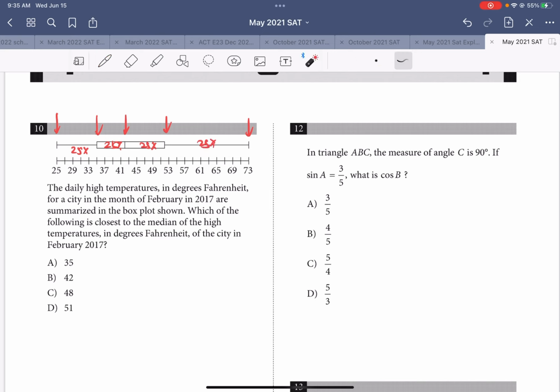So one thing you need to remember is, even if this is way smaller than this, you have 25% of the data located here, 25% located here. Okay, remember that. So the median, when you read it from the graph, is around 42. Okay, that's the answer. They are checking that you understand where the median is located in the box and whisker plot.